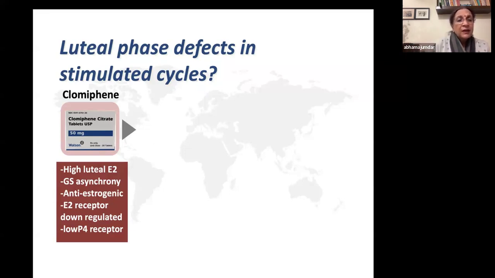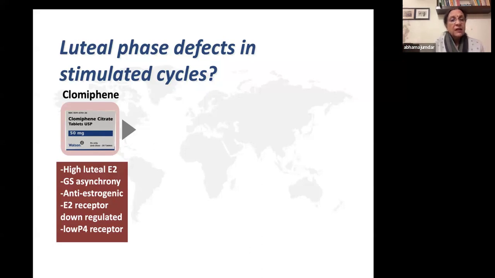The stromal glandular asynchrony starts happening because the stroma grows by E2, while glands grow by progesterone. There is also an anti-estrogenic effect of clomiphene. One of its isomers sits on the estrogen receptors, and hence estrogen can't act on them, even though serum levels are higher. Some of the estrogen receptors have been blocked by the anti-estrogen isomer of clomiphene.